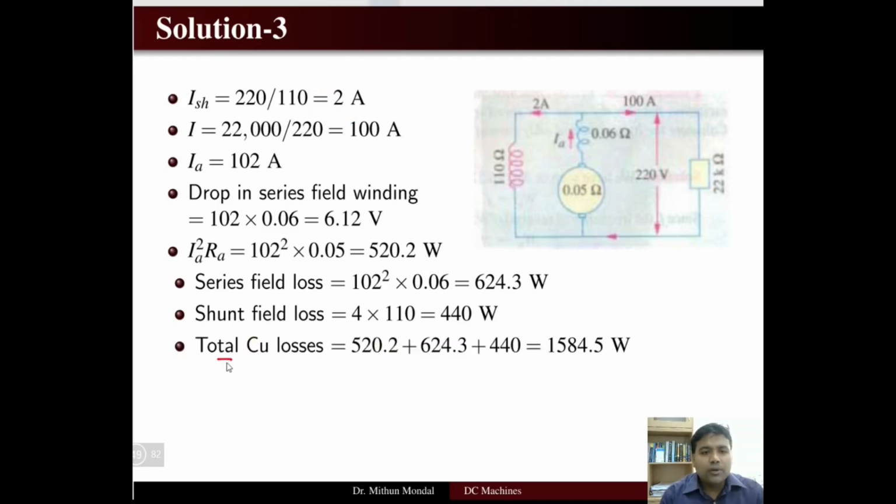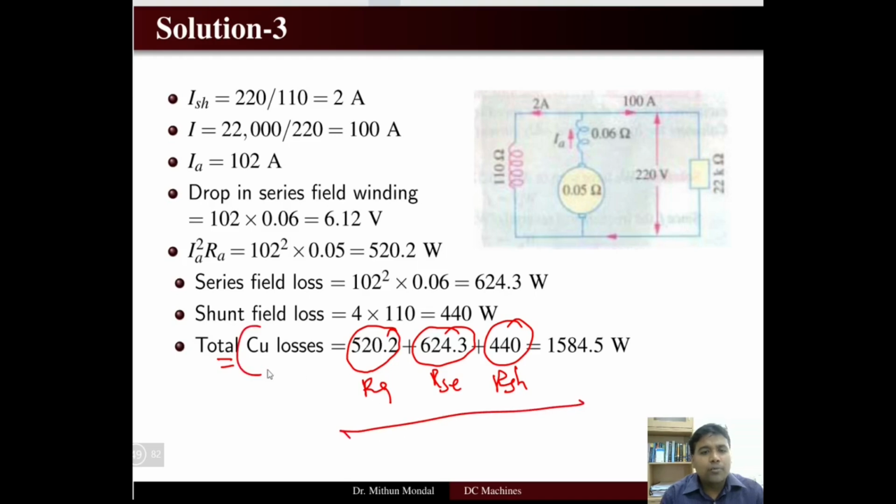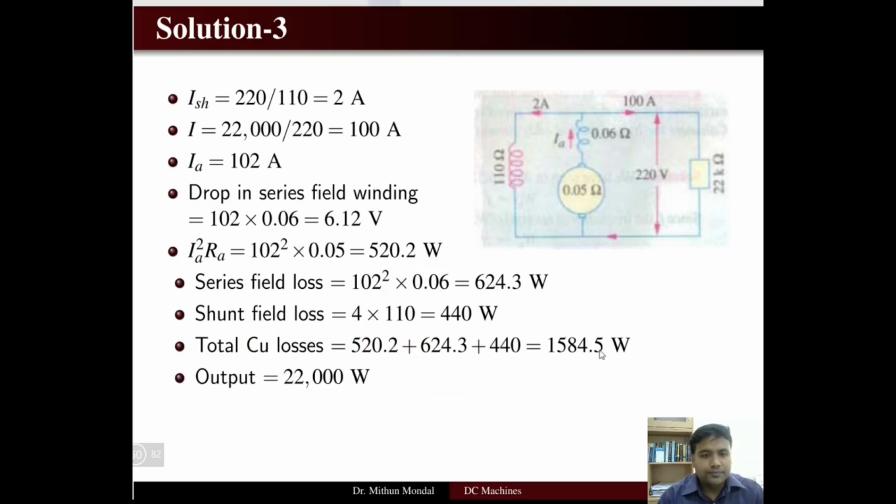So the total copper loss you can calculate now. The total copper loss is basically 520.2, which is due to the armature, and 624.3 which is due to the series field winding, and 440 watt due to the RSH. So this is the total copper loss in the three resistances which are there in the armature, series and shunt. So you are getting 1584.5 watt. So you are computing the total copper loss as the sum of the armature, series and the shunt losses.